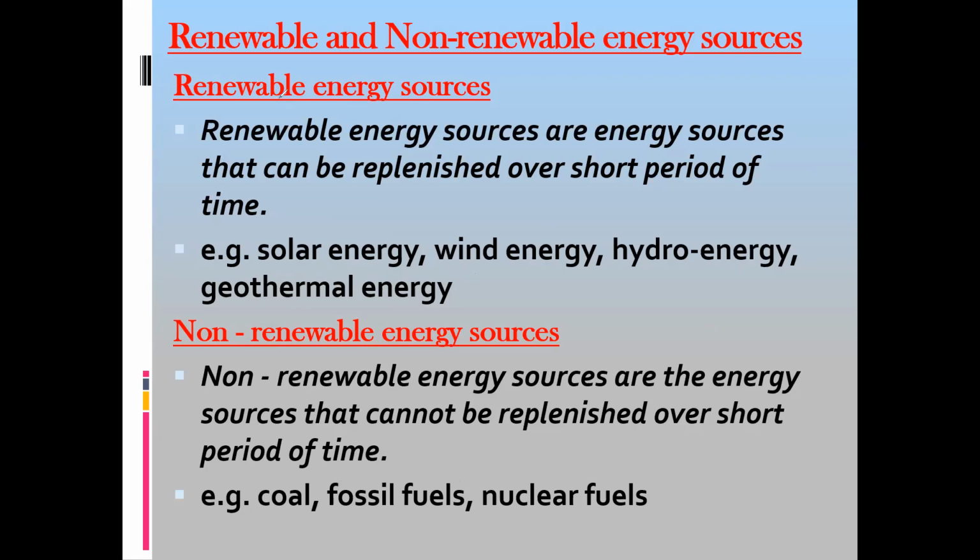So the simple concept: renewable energy resources are those that can be replenished over a short time, meaning they can be produced in a short time. A source which cannot be produced or replenished in a short time, we call non-renewable energy. Examples of renewable: solar, wind, hydroelectric, geothermal. Examples of non-renewable: coal, fossil fuel, and nuclear fuel.